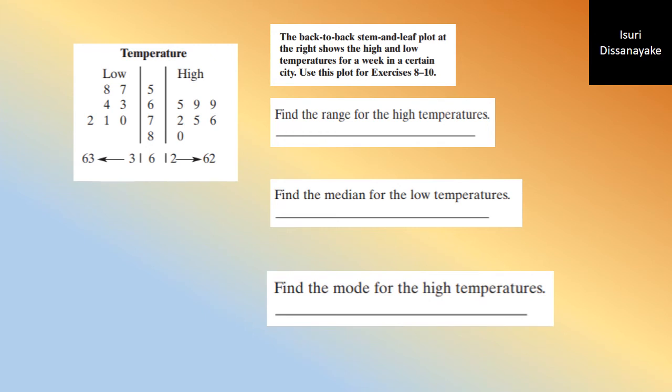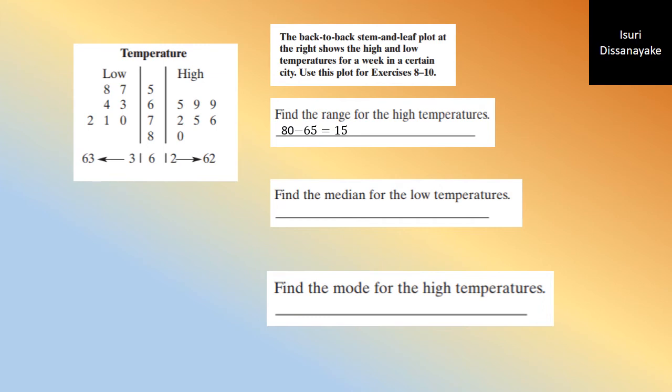So the range for the high temperature: the lowest reading is 65 and the highest is 80. So 80 minus 65 is the range for the high temperatures, which is 15.